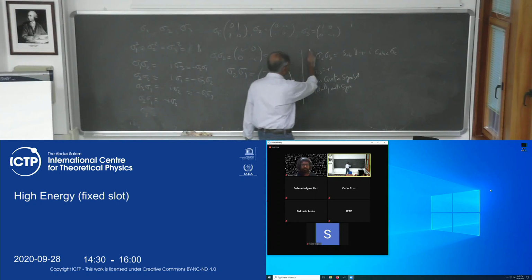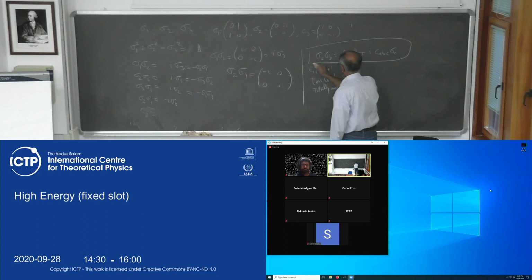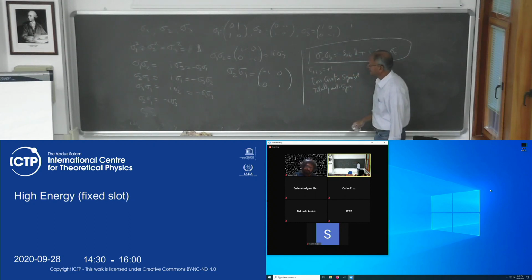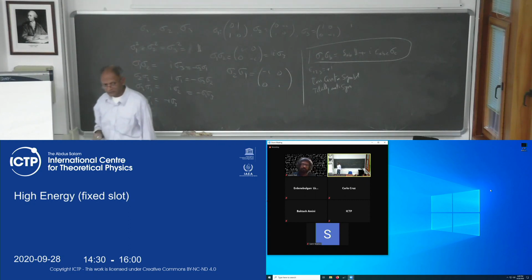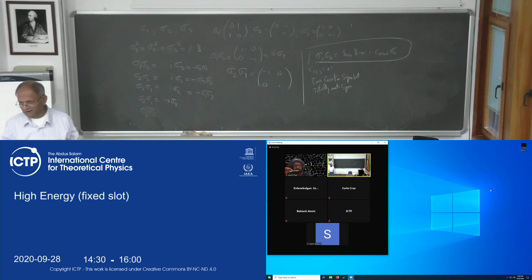So this is a very interesting thing that these Pauli matrices satisfy. Actually, this is kind of an accident. I mean, this doesn't happen for higher groups. This is a very special case for SU(2), that there is such a simple relation.